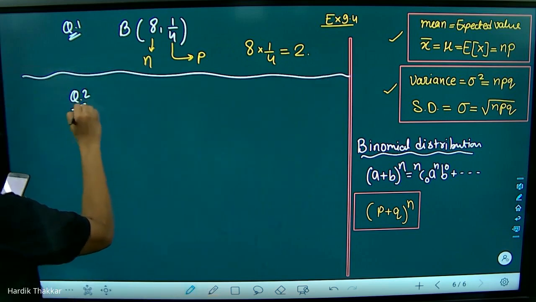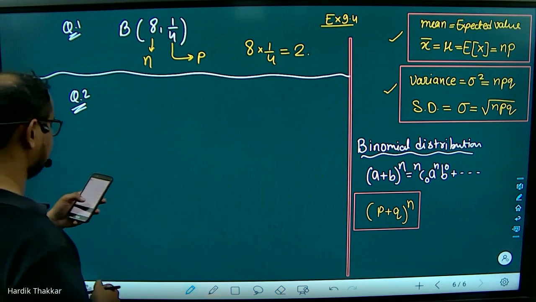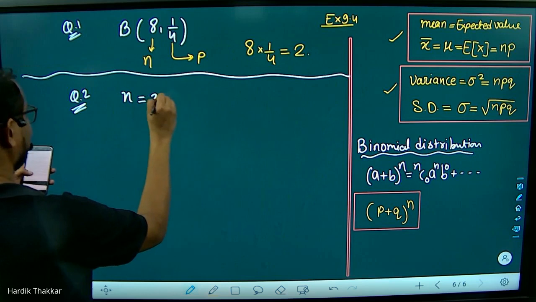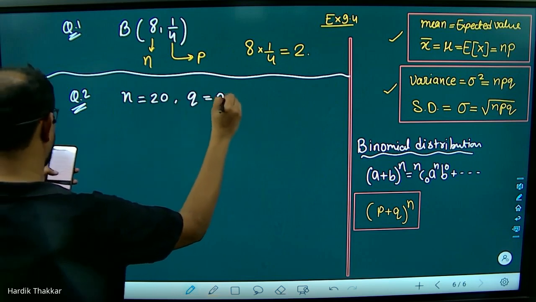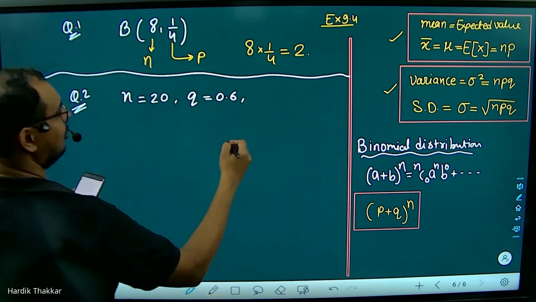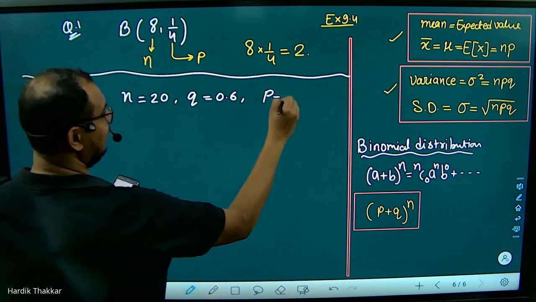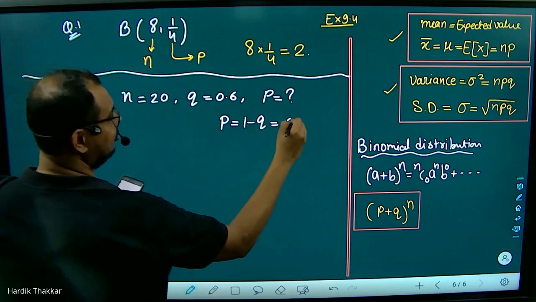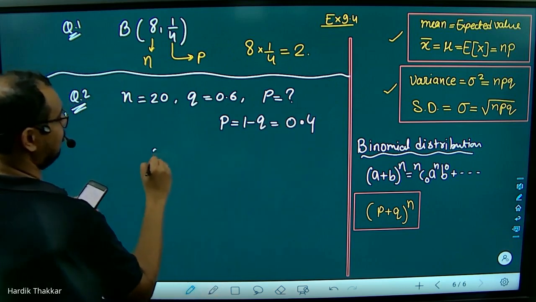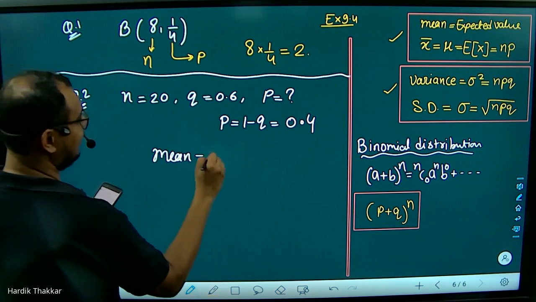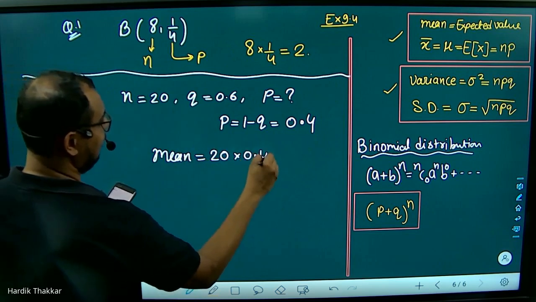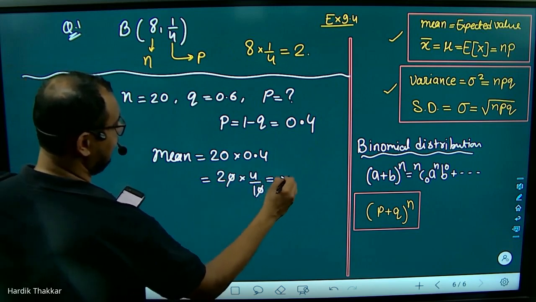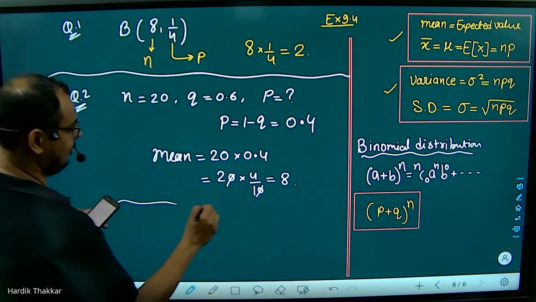Yes, sir. Now question number 2. In a binomial distribution, if n is equal to 20, q is equal to 0.6, find the mean. So for the mean, we need p. And how can we find p? p is equal to 1 minus q, so it will be 0.4. So mean will be equal to 20 into 0.4. Further we can write 20 into 4 upon 10 and you will get 8. So this will be your mean. Okay, clear?